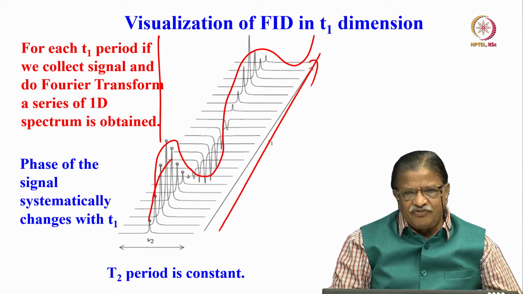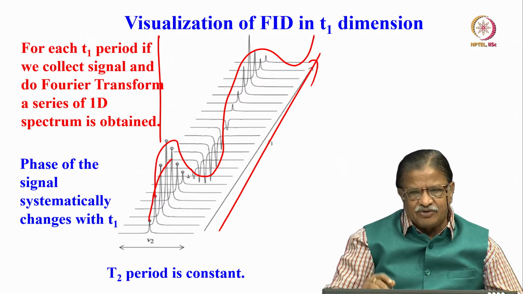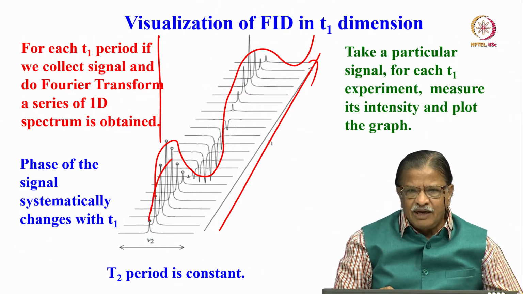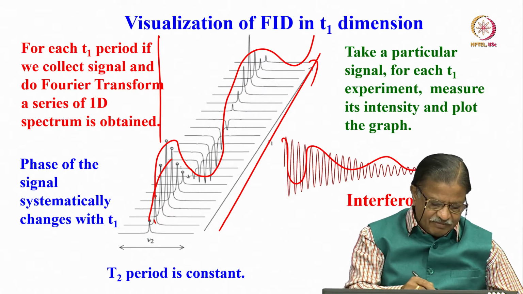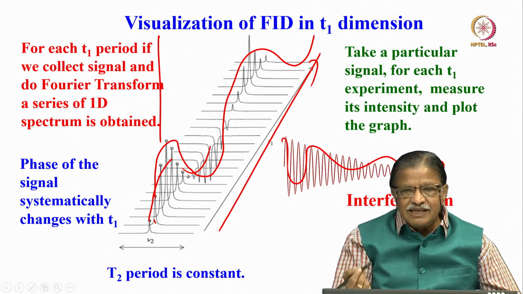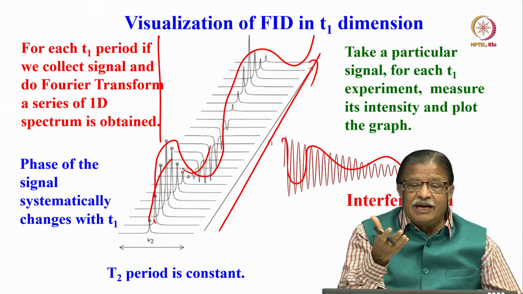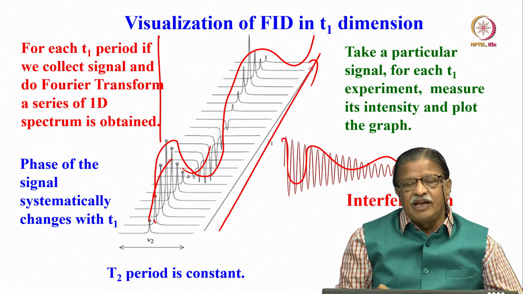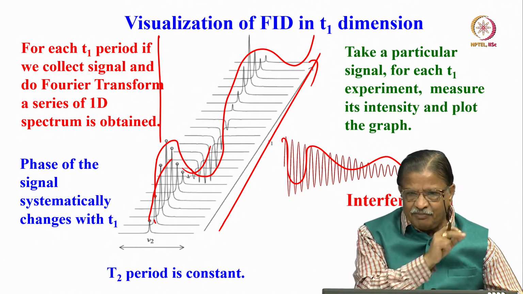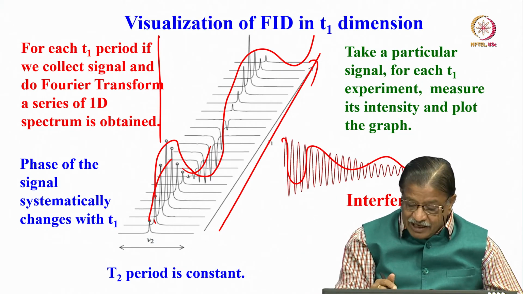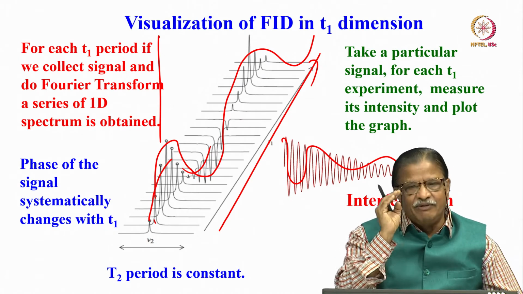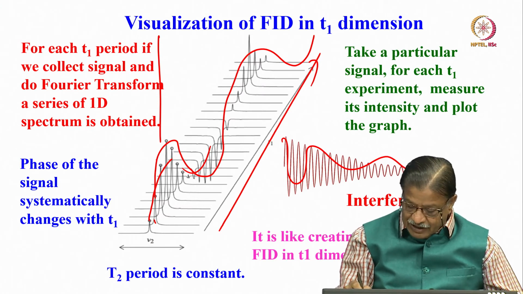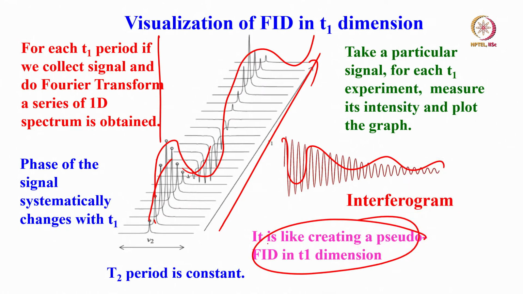Now if you see the phase of the signal, it systematically undergoes change as a function of T1. Now take a particular signal for each T1 experiment, measure its intensity and plot the graph, and you are going to get an interferogram like this. This is another time domain signal you have created, analogous to what we get in the T2 dimension. That is a constant period, and this is a varied period. In this T1 period we have varied it, and created an interferogram like this. This is how the FID is created in the T1 dimension. So it is like creating a pseudo FID in the T1 dimension, please remember that.